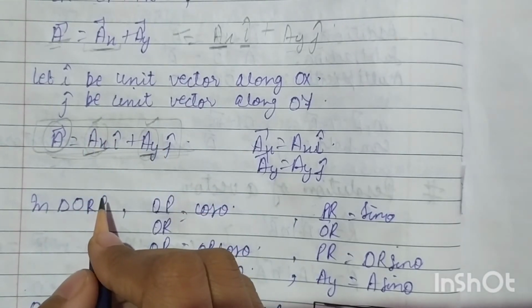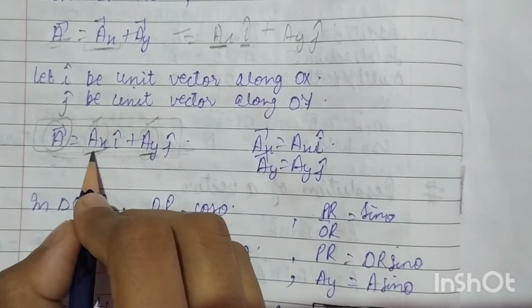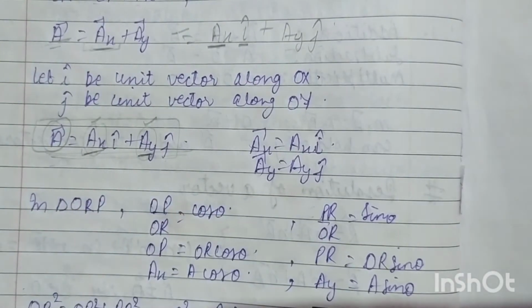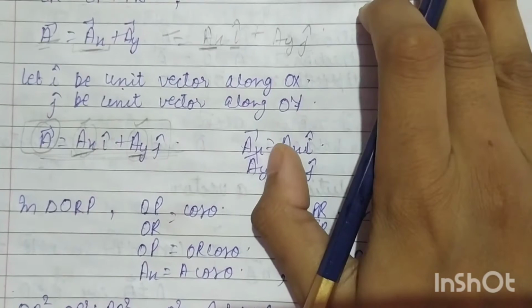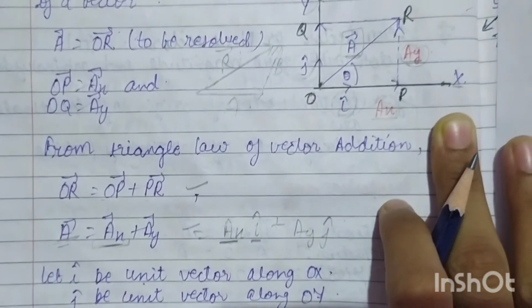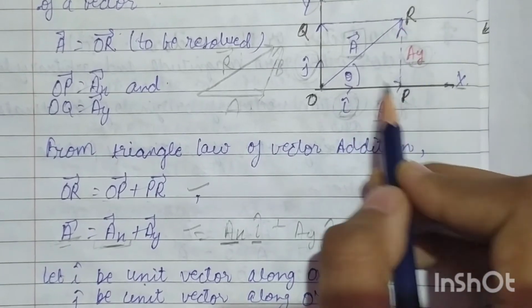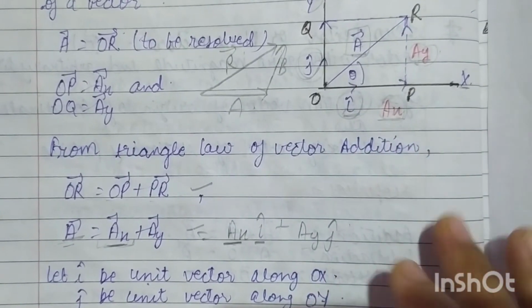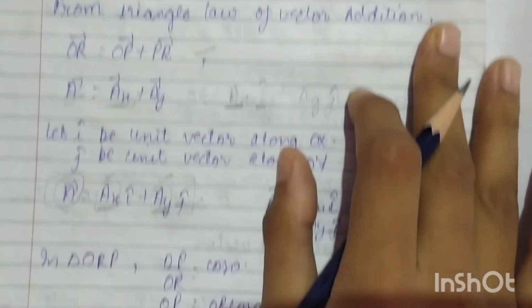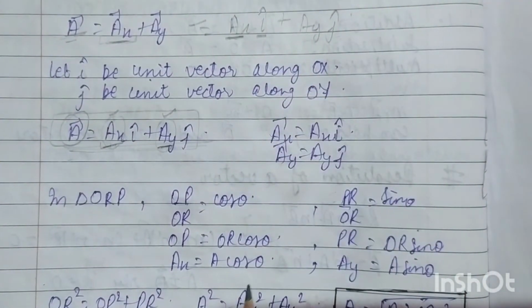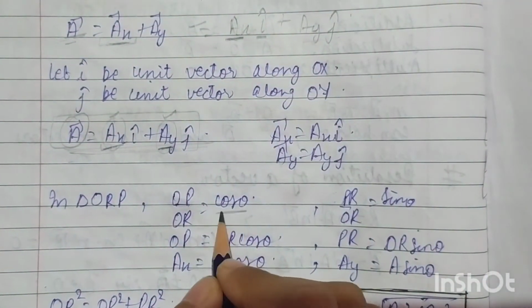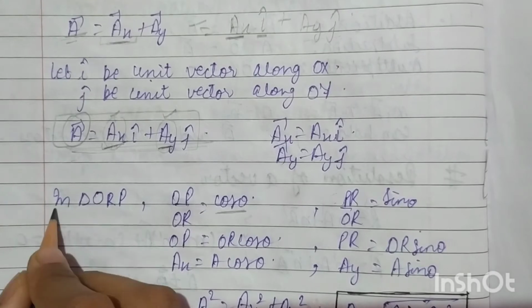The main aim here is to find the value of AX and AY. Okay, now how can we proceed for that? Let us consider this triangle, the triangle O, R and P. In this triangle, let us try to find cos theta.